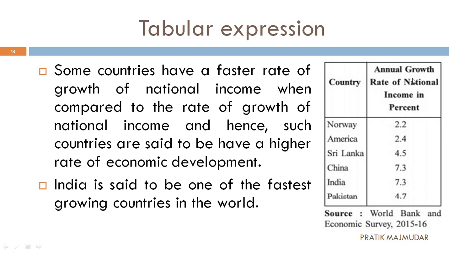This is our annual growth rate. Now, same way, China got 7.3, Norway has 2.2, America has 2.4, Sri Lanka has 4.5 and Pakistan has 4.7. Now we can see that the maximum percentage rate in GDP, that means your growth rate, is highest in India and China. That means these both are the fastest growing countries in the world.